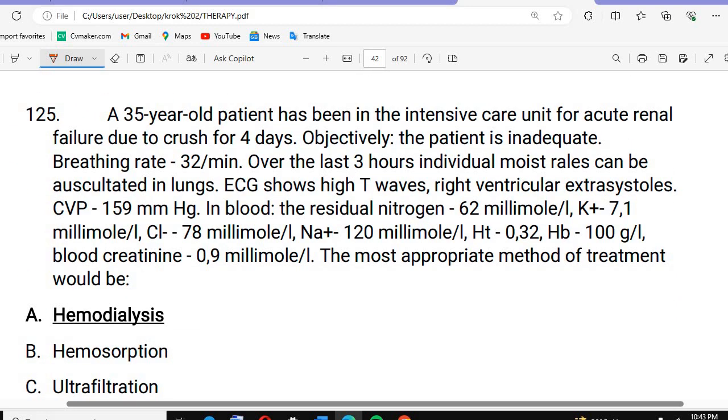After that, the questions. Number 125. A 35-year-old patient has been in the intensive care unit for acute renal failure due to crush syndrome for 4 days. Objectively, the patient is inadequate, breathing rate 32 per minute. Over the last 3 hours, individual moist rales can be auscultated in the lungs. ECG shows high T waves.